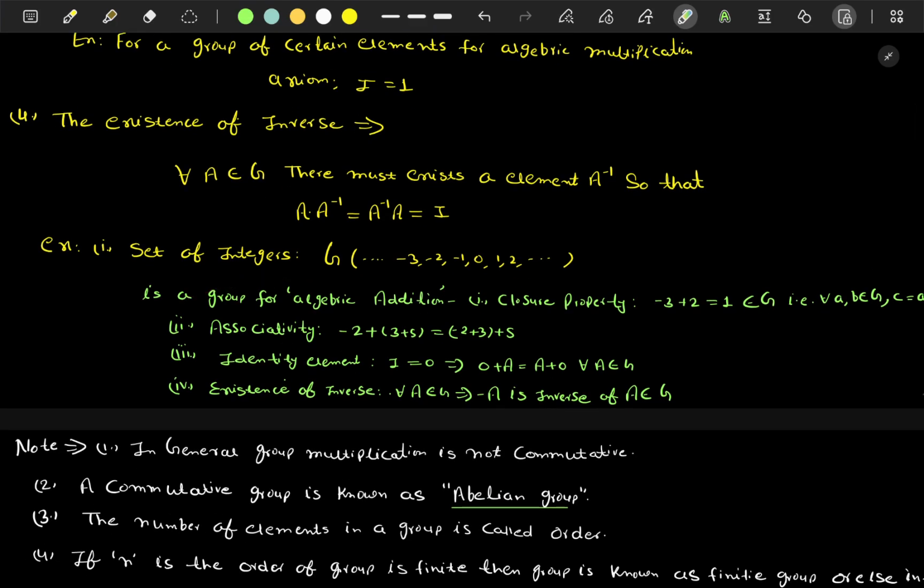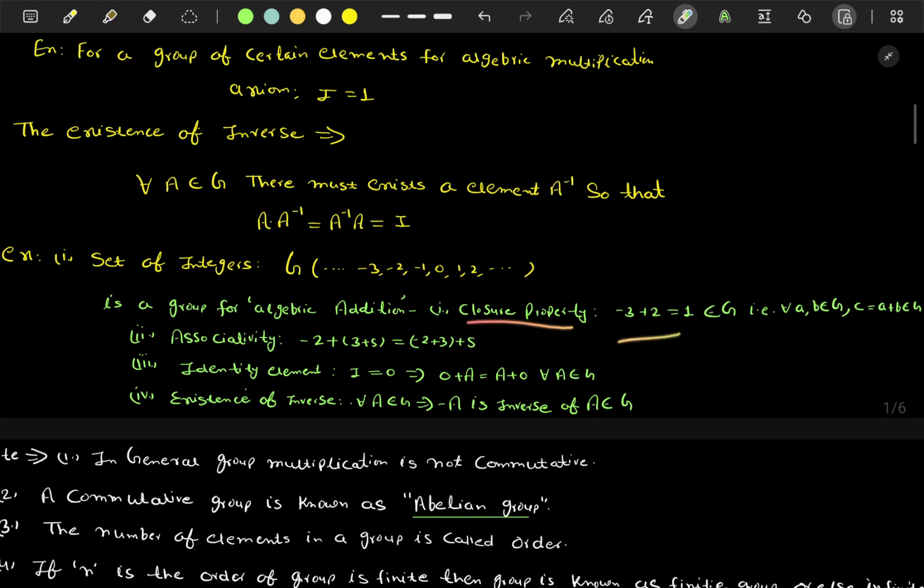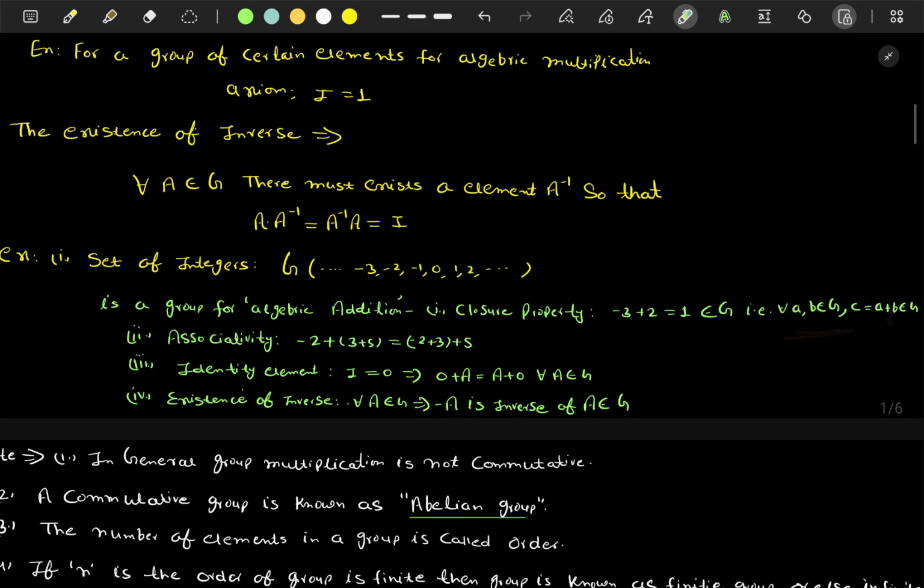Now example, the set of integers. We know what integers are, plus minus, 0 to both sides. Is it a group for algebraic addition? Let's check. First, closure property. If we take 2 elements from the group G, then the resultant element is also an element of group G. That is, for all elements A and B of G, the operation of addition on those elements and the resultant after that operation is also an element of the same group G. So it is following the closure property.